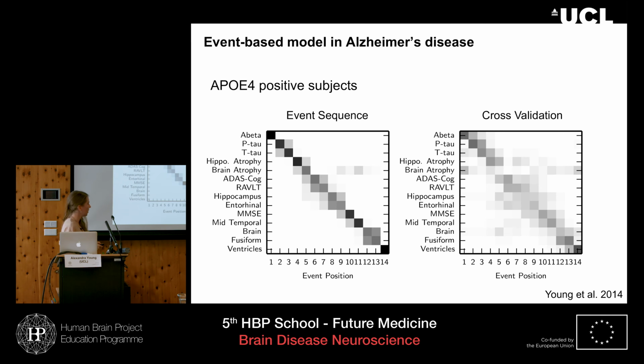We can also perform cross-validation of this sequence by bootstrap resampling of the data and then refitting the model. This gives us an estimate of the uncertainty in the sequence due to the variations in the data set. What we find in Alzheimer's disease is that the ordering in ApoE4 positive subjects agrees with these hypothetical models of Alzheimer's disease. So we see CSF measures becoming abnormal first, then rates of atrophy, then cognitive test scores, and then regional volumes.